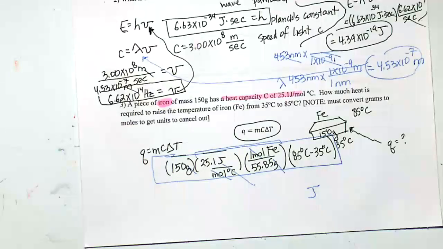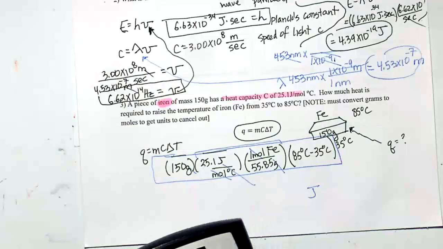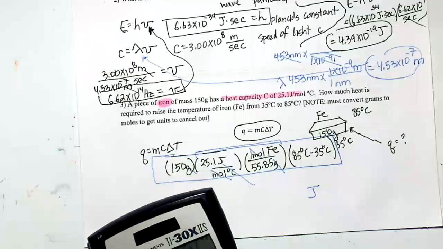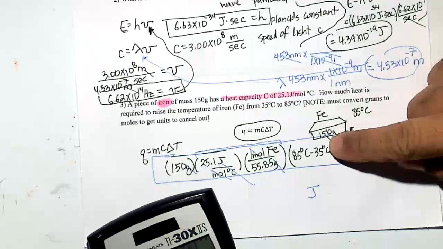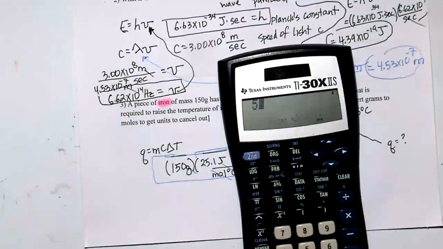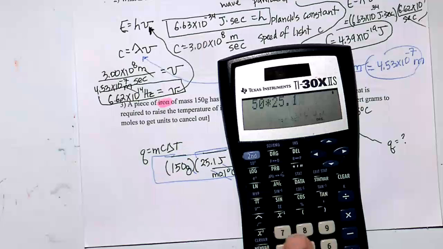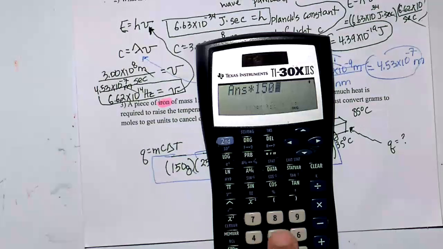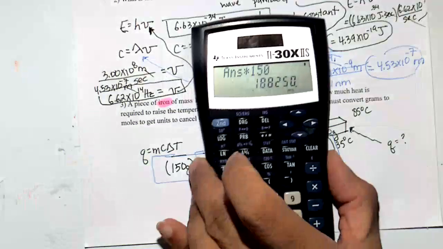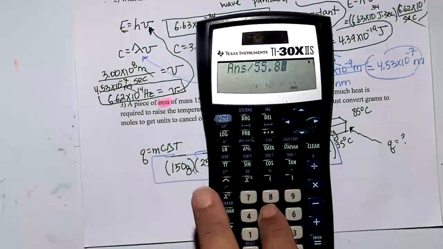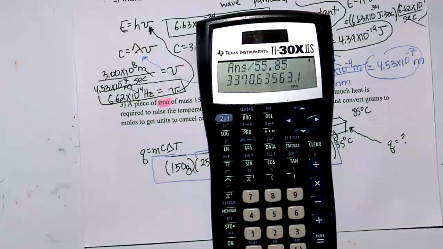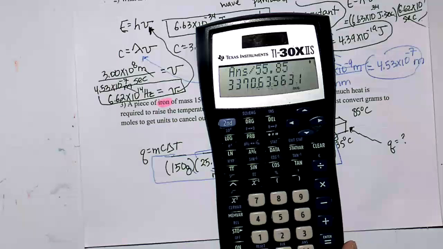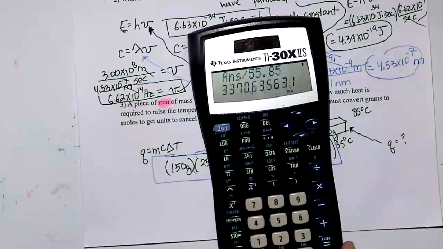All right, so something like this on the exam. Let's go ahead and do this. 85 minus 35 is 50, right? So 50 times 25.1 times 150, divided by 55.85. And I'm getting 3,371 joules.